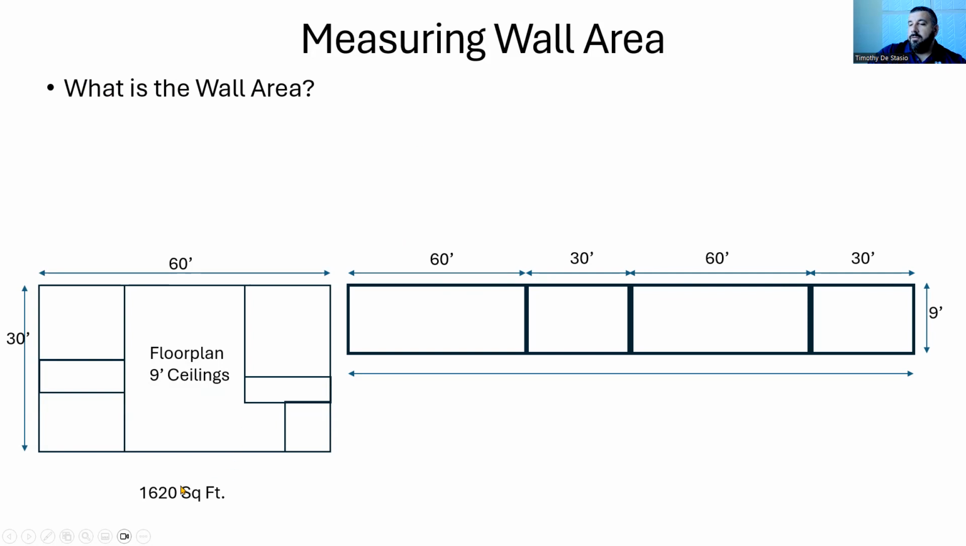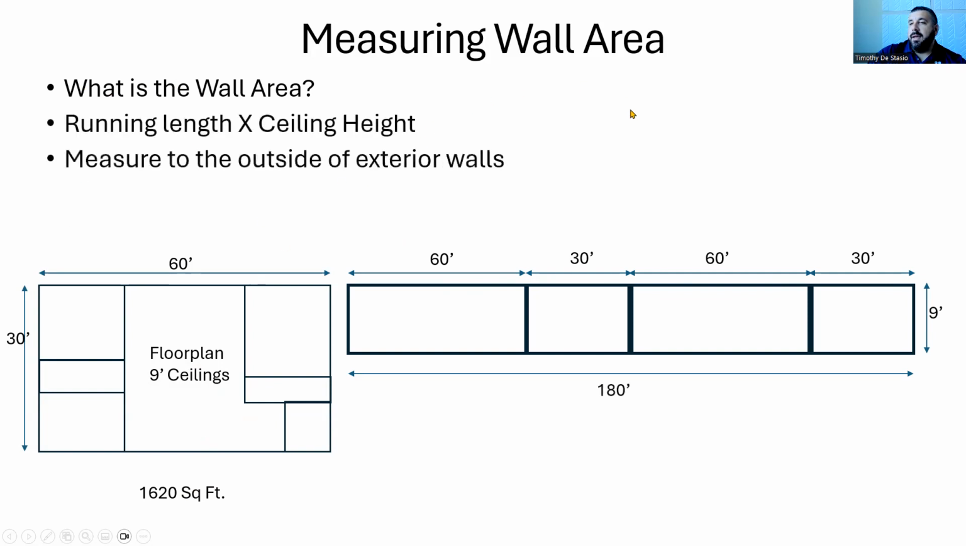That's how you get the wall area. So don't get confused with trying to figure out what the square footage is. You don't need square footage to get your wall area. You just take your running length times your ceiling height, and you make sure that you measure to the outside of exterior walls. Sometimes when you're measuring room to room, you could get into the habit of measuring interior wall-to-wall lengths, but technically you're supposed to go to the exterior. And when you're measuring an interior wall, you would want to measure to the middle of it.